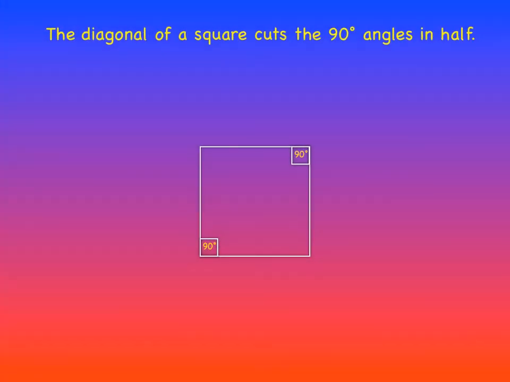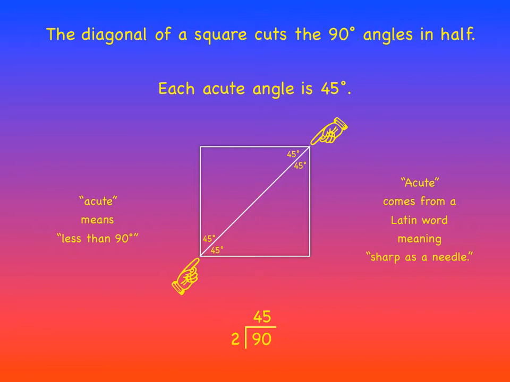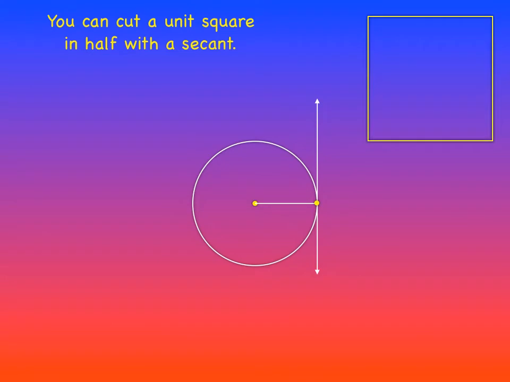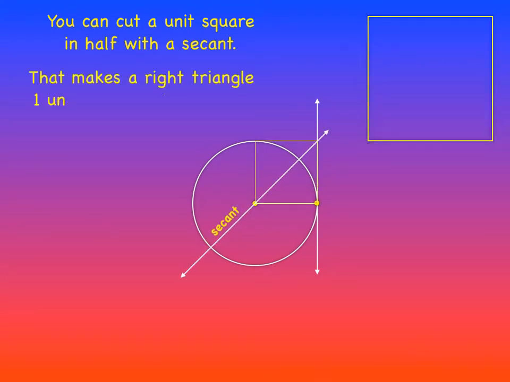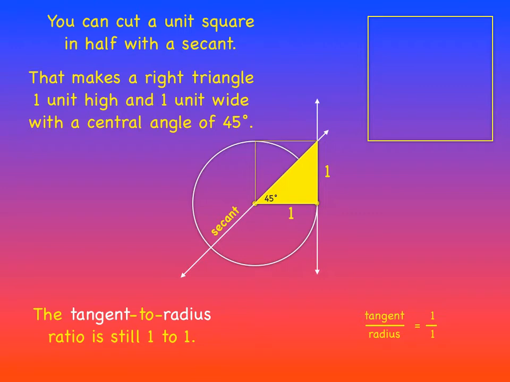The diagonal of a square cuts the 90-degree angles in half. So each acute angle is 45 degrees. In case you didn't know, acute comes from a Latin word meaning sharp as a needle. You can cut a unit square in half with a secant. That makes a right triangle 1 unit high and 1 unit wide with a central angle of 45 degrees. And the tangent to radius ratio is still 1 to 1.